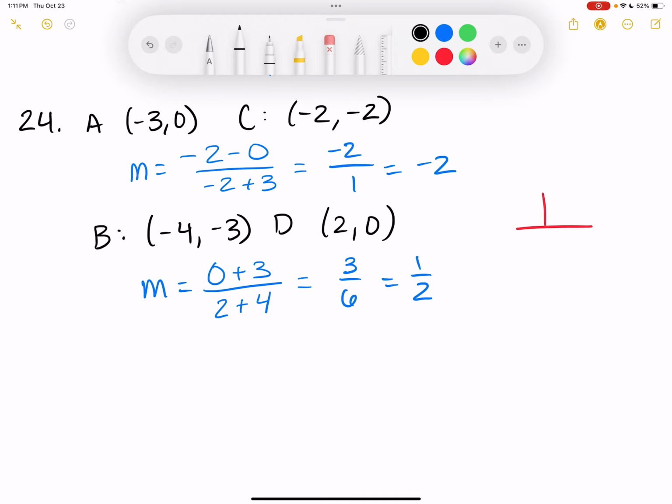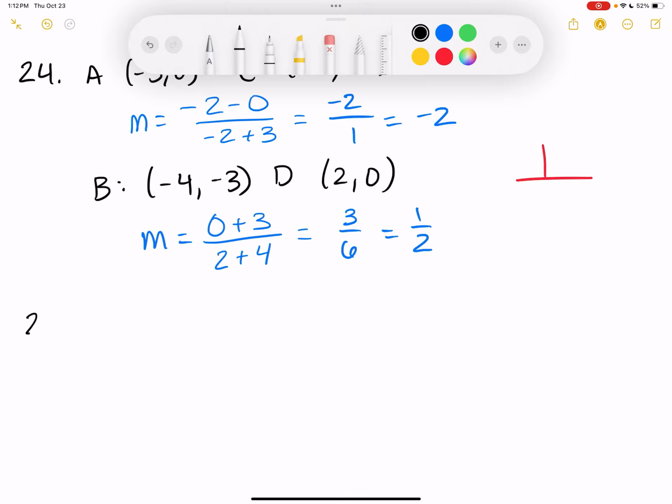All right, next ones. They do not give us a graph. They just give us two lines, and they want us to determine if they are perpendicular or not. The instructions also say to graph the lines to check. We do not need to do that. You just need to say if they are or are not. If you would like to graph and check, that's fine, but you do not have to.